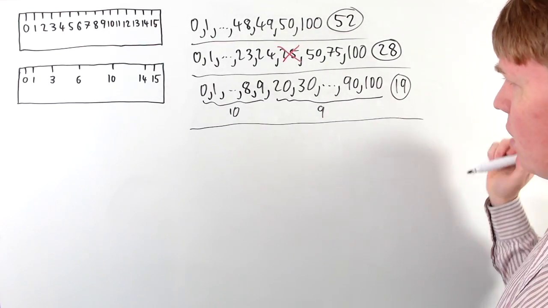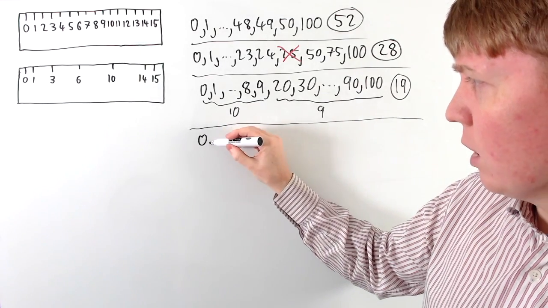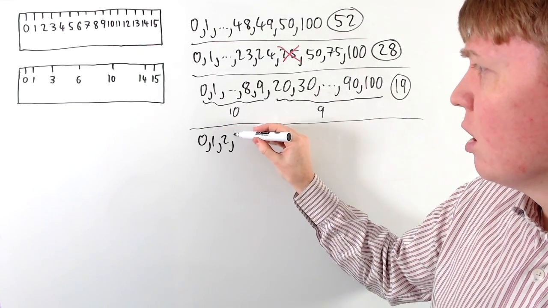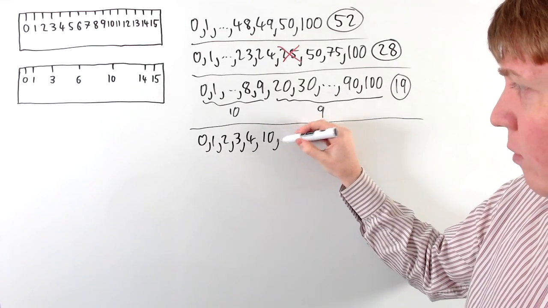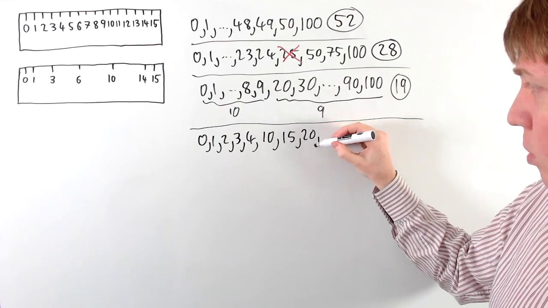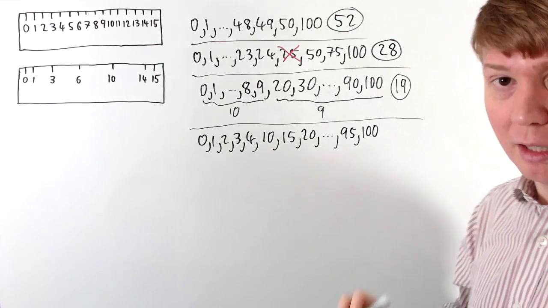So if we explore this even further, instead of splitting this up into 10s, let's split this up into 5s just to see what happens. So we'd have 0, 1, 2, 3, 4, we'd skip 5 like before, we'd have 10, 15, going up in our 5 times tables like this, until we get to 95 and finally 100.